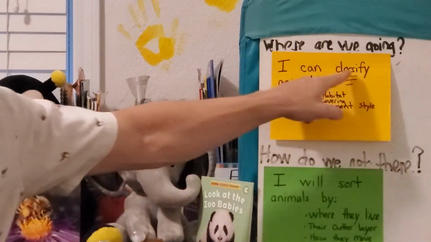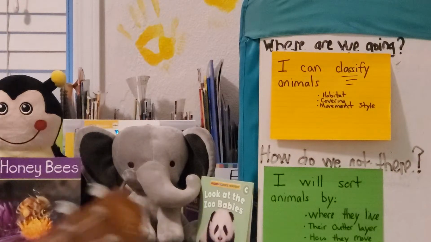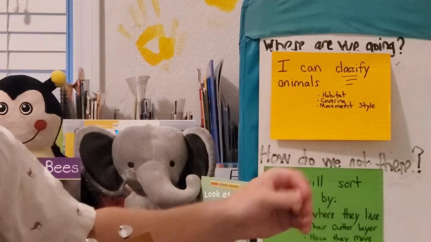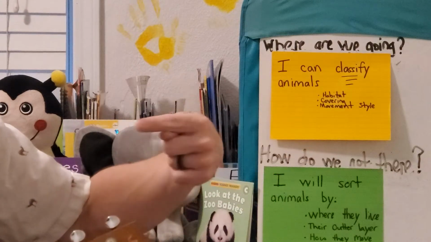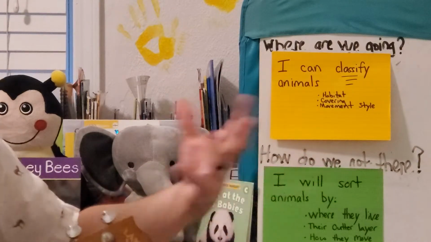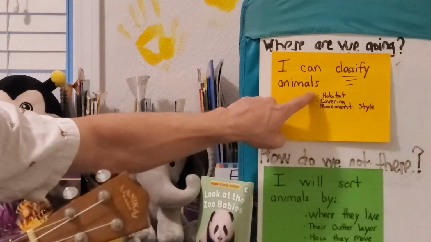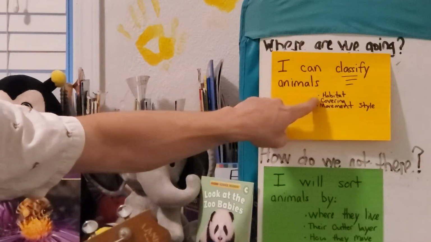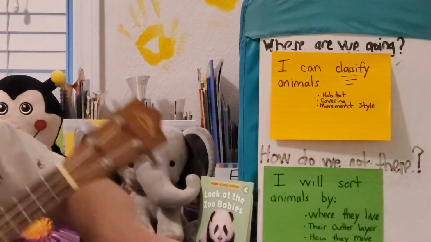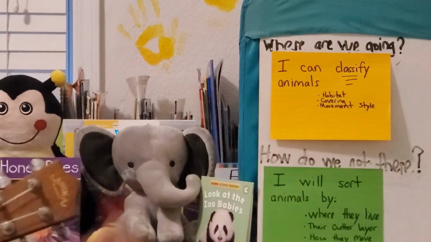Today, I can classify animals. Whoa, classifying animals. That is a big science word right there. Classifying means to put them in groups of things that are alike. We know that as sorting, like our math term, sorting. So we're going to classify animals, talking about their habitat, their covering, and their movement style. 3 ways we're going to classify animals.